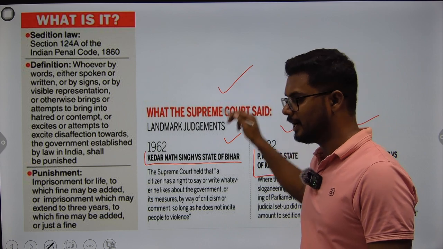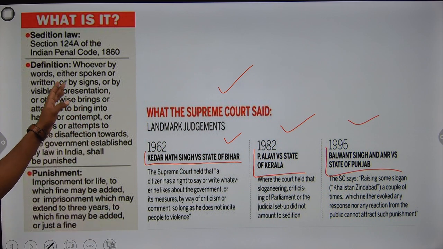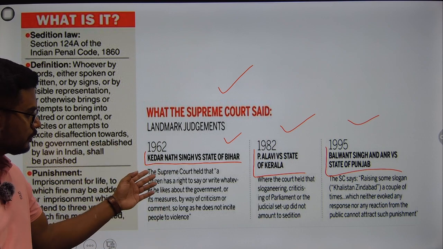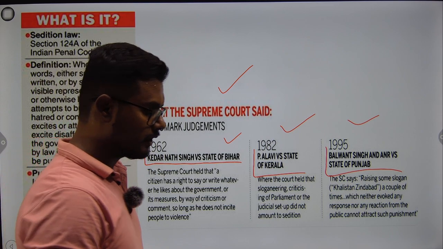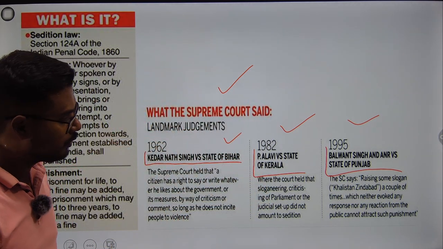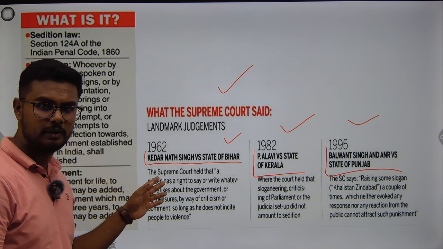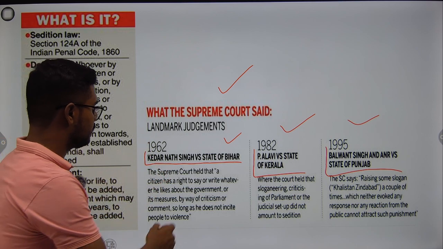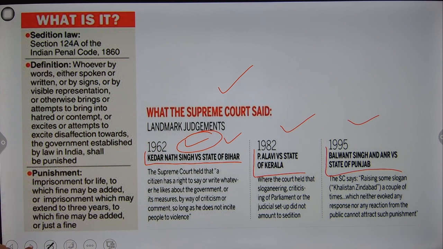So if the question is asked, which of the following cases is or are related to the sedition law in India, so you should mark all these three cases, or the question can also be this way. Section 124A of the IPC or Indian Penal Code is concerned with which of the following cases of the Supreme Court of India. Then in that case, the options consist of these cases. Please mark them as the right option.